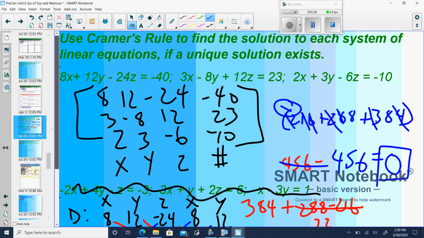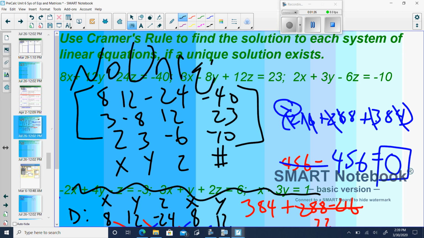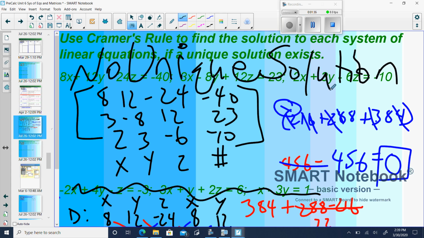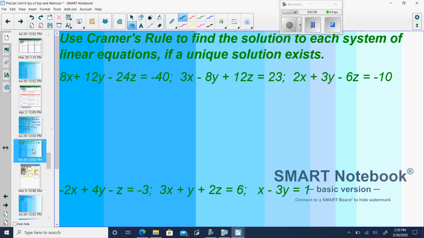So what that means right here is this first one has no unique solution. No unique solution. Huh. I'll go ahead and clone the page so we can take a look at the second one. Let's see if we have better luck there.